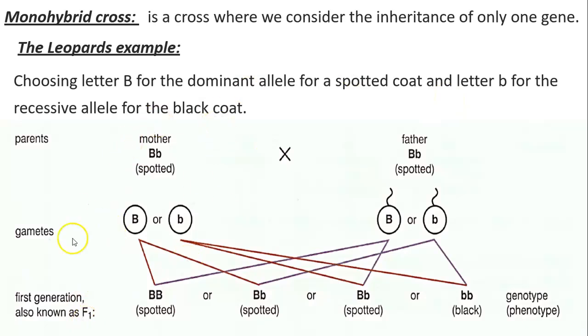So the spotted mother, for example, is heterozygous. What does heterozygous mean again? It means that it has both the dominant and the recessive alleles. And the father also was heterozygous. Now, can you tell me, what does this mean? This means that their phenotype, both of them, is spotted, because we agreed before that we will always see the dominant allele in the phenotype.